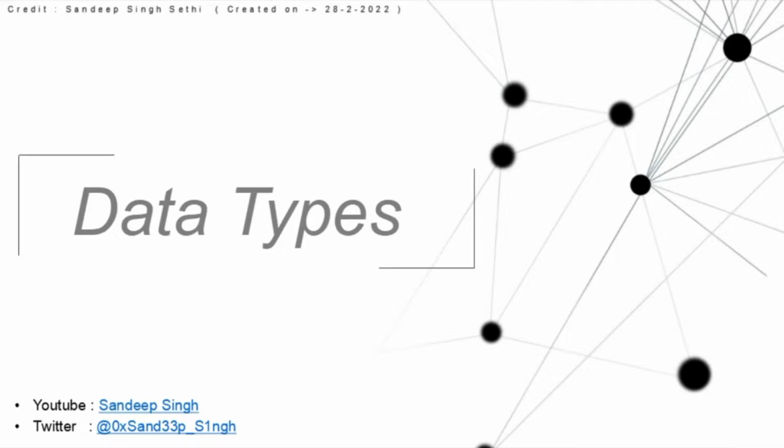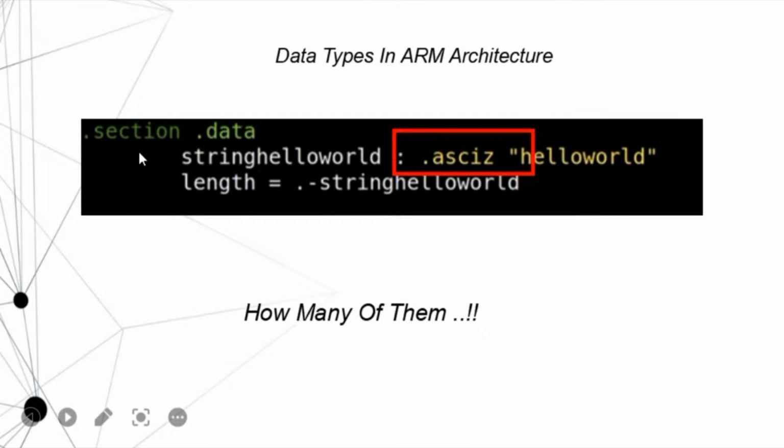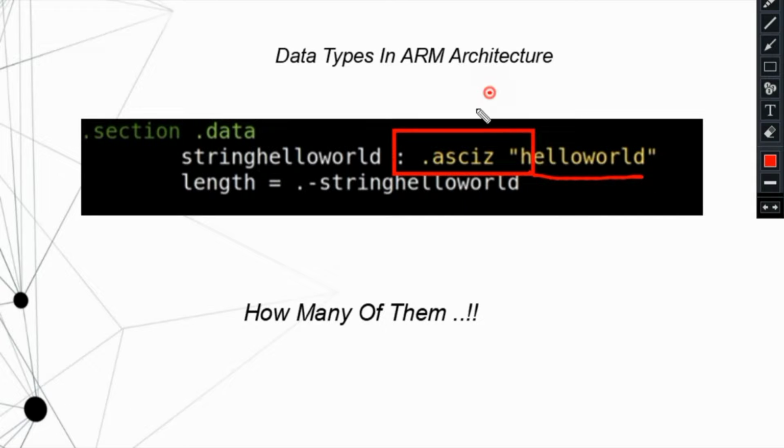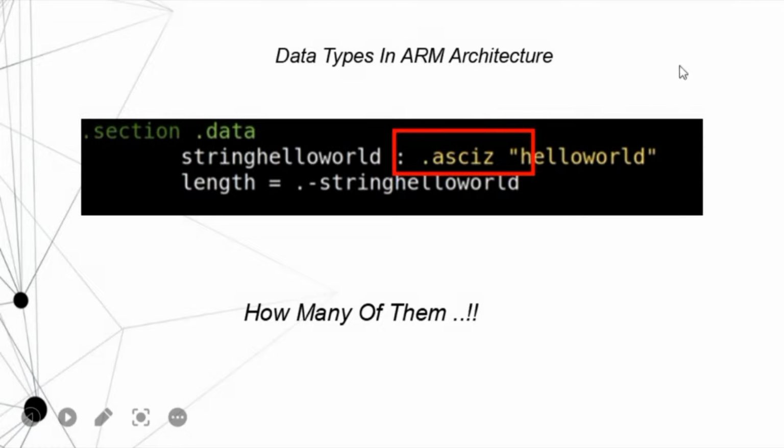In this video we are going to talk about the data types that we will encounter in our normal ARM assembly program. Talking about the code we used two videos back, there I declared a string with something called .asciz, which is used to declare a string with a null byte at the end of the string. So how many of them are there that we can use in our program?